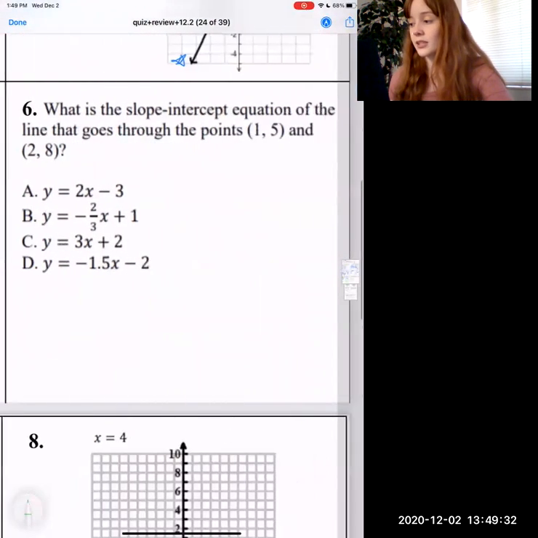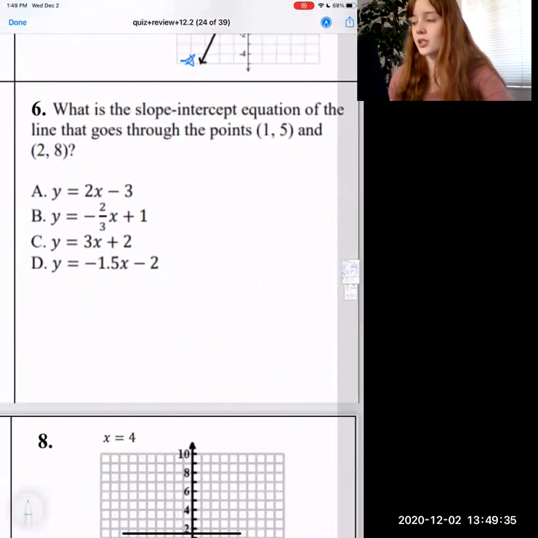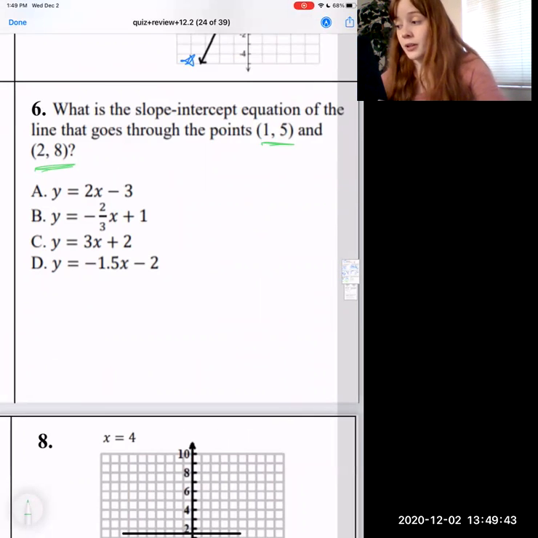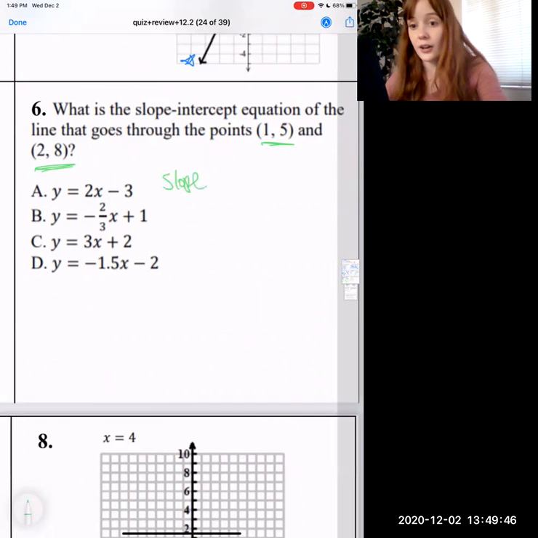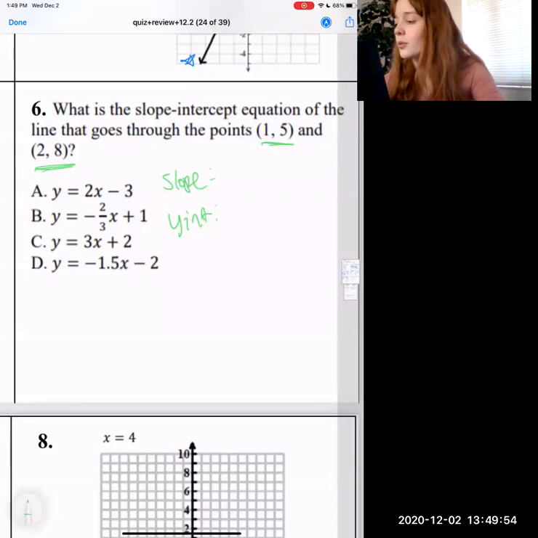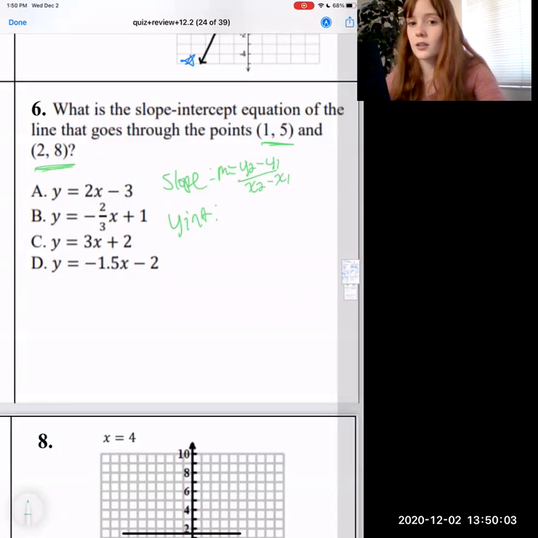Let's try number 6. What is the slope-intercept equation of the line that goes through (1, 5) and (2, 8)? Well, I need to know my slope, and they did not tell me that. I also need to know a y-intercept. They also did not tell me that. To find the slope, we use the formula, y2 minus y1 over x2 minus x1. To find the y-intercept, we use the form y equals mx plus b. So first, let's find the slope.